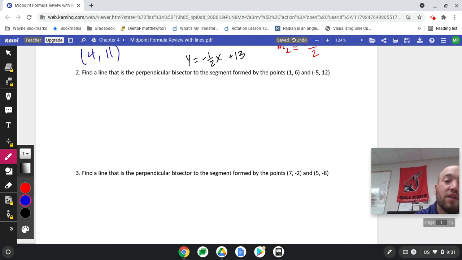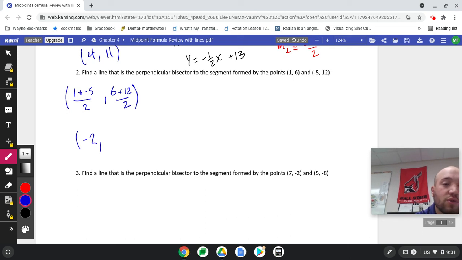So find your midpoint. Once again, we add the x values, divide by 2, add the y values and divide by 2. 1 plus negative 5 is negative 4 divided by 2, so we will have negative 2. 6 plus 12 is 18 divided by 2 gives us 9. There's our point it'll go through.